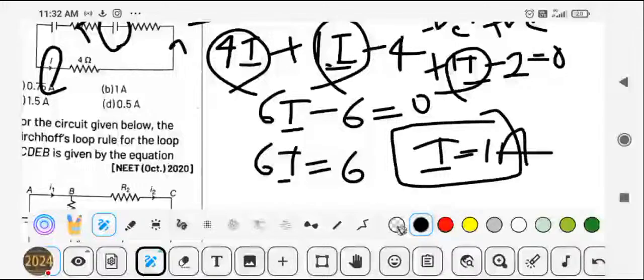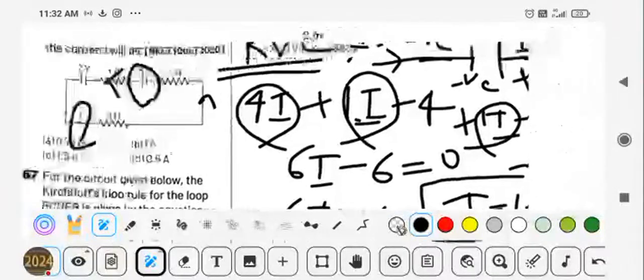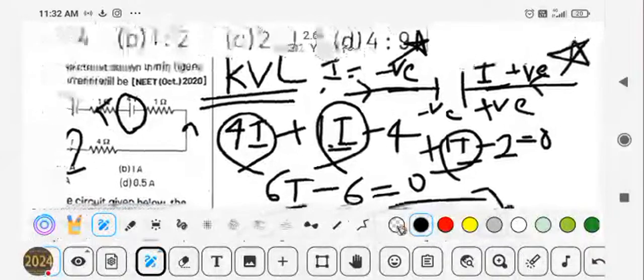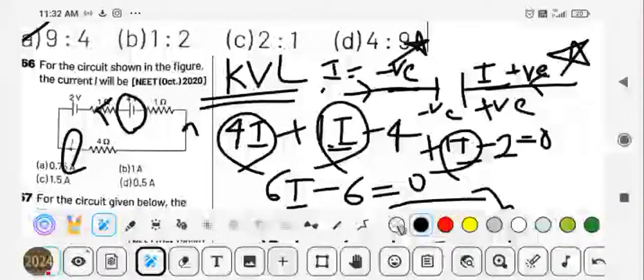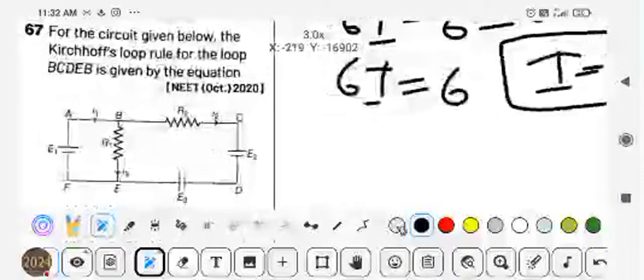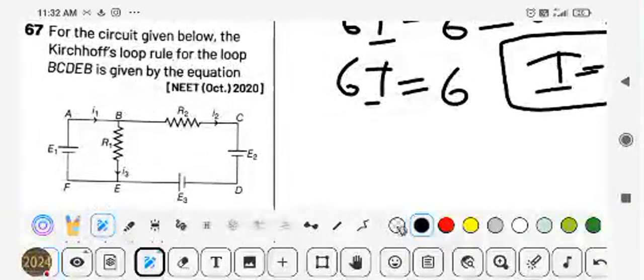Then that is the answer. I think you all get that. By Kirchhoff's voltage law, in this special case, if the current is going from the anode to the cathode, then the voltage can be written in the positive way. So take a point and reach that point again. That will be the answer. Okay. The next question, the 67th, is based on the 66th concept only.